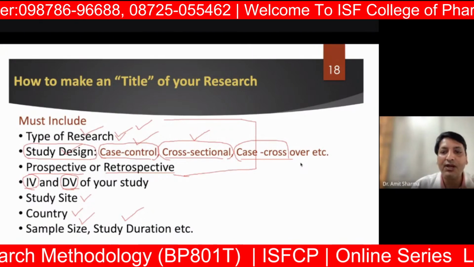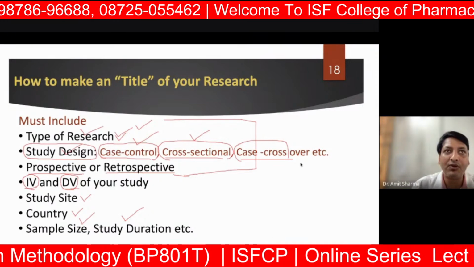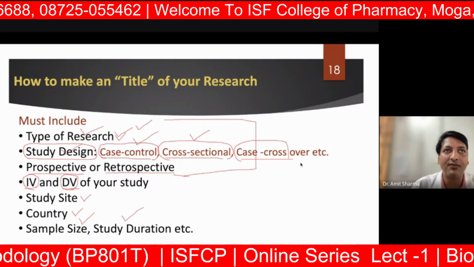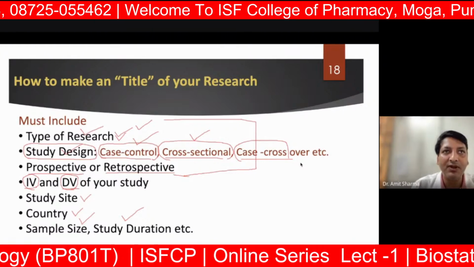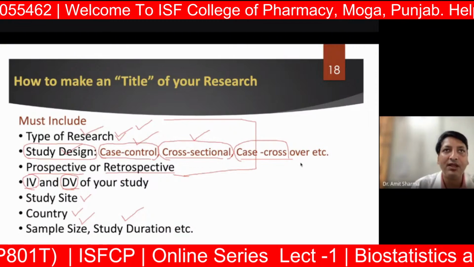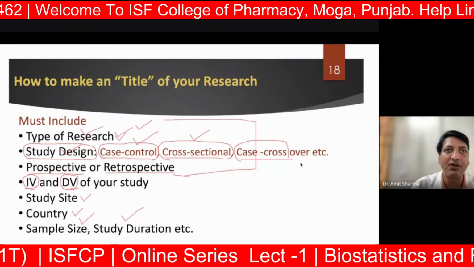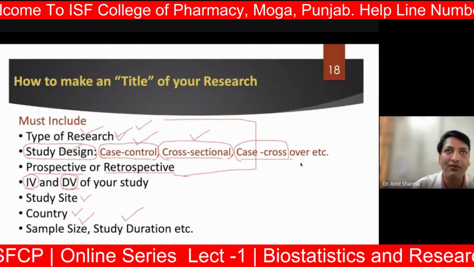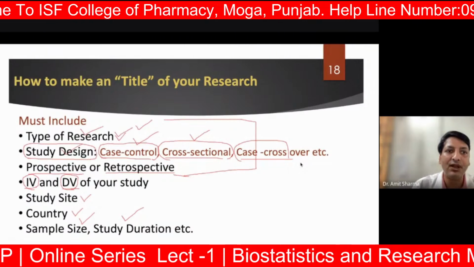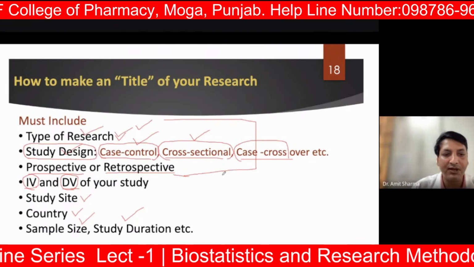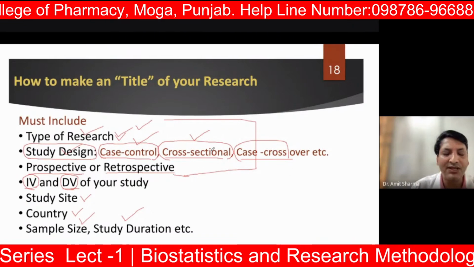So make sure that your research paper or review paper contains different keywords, so that if anyone is searching on a search engine like Google or Bing, your paper should come first instead of other persons' papers. So for that, you have to make a title of your research work which contains all these things. I'll show different examples to you.